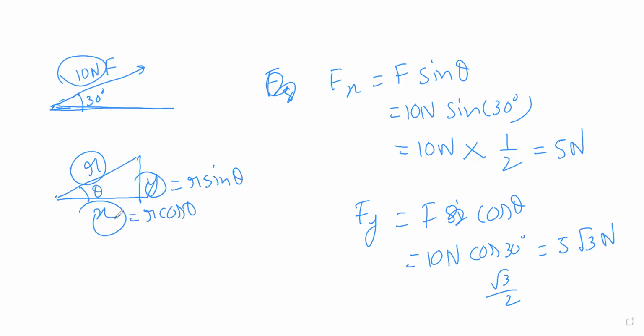But what happens if we have x and y? Suppose our components are given, this is 5 and this is 5 root 3. How do I find this 10? It's simple. You have to use the Pythagoras theorem. So what is the Pythagoras theorem? R square equal to x square plus y square, right?